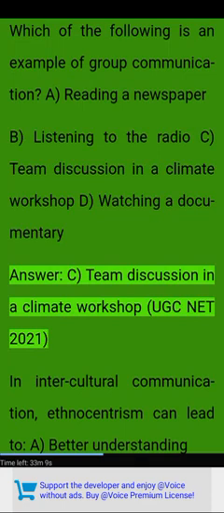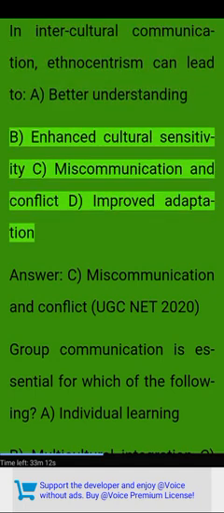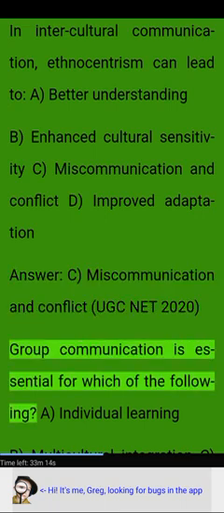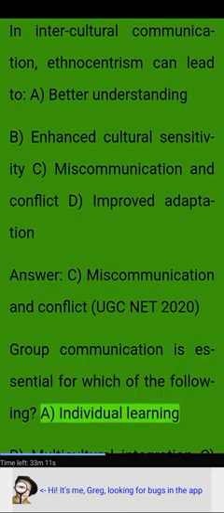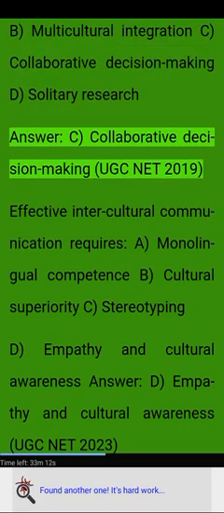UGC NET 2021. In intercultural communication, ethnocentrism can lead to: A. Better understanding. B. Enhanced cultural sensitivity. C. Miscommunication and conflict. D. Improved adaptation. Answer: C. Miscommunication and conflict. UGC NET 2020. Group communication is essential for which of the following? A. Individual learning. B. Multicultural integration. C. Collaborative decision-making. D. Solitary research. Answer: C. Collaborative decision-making.